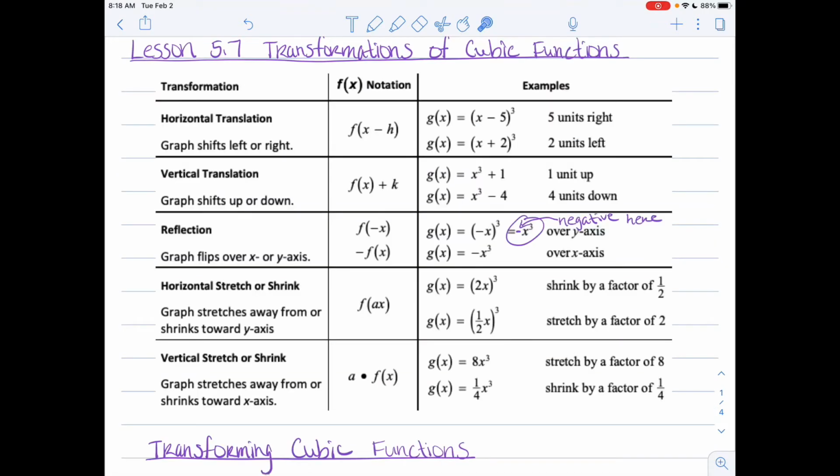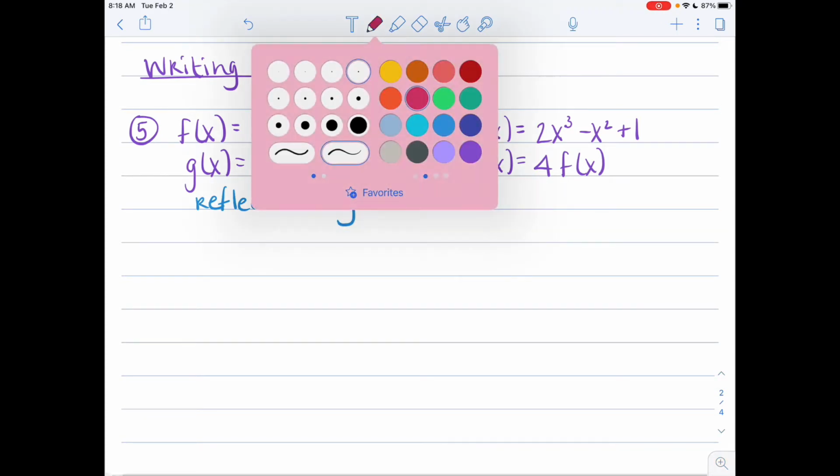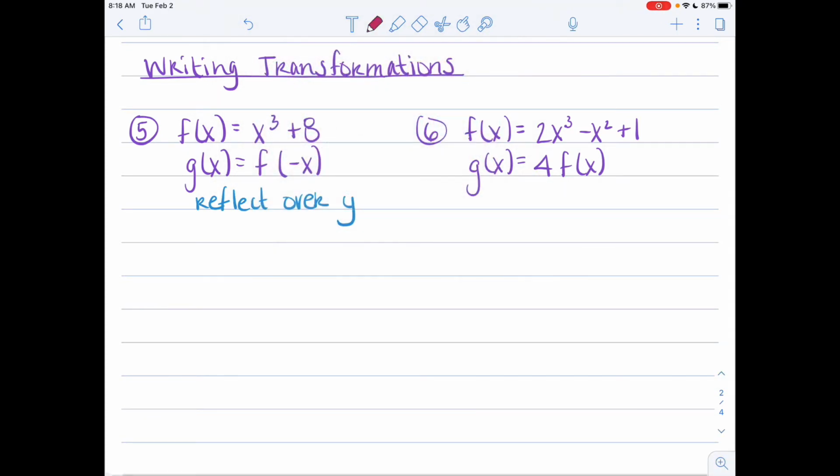So if we have a negative x in parentheses, that is a reflection over the y-axis, and a negative x to the third power, if the negative x is in parentheses, becomes a negative x to the third outside of parentheses. We already discussed that. All right, so let's note that this is a reflection over y, and I'm also going to remind myself that this affects x only.